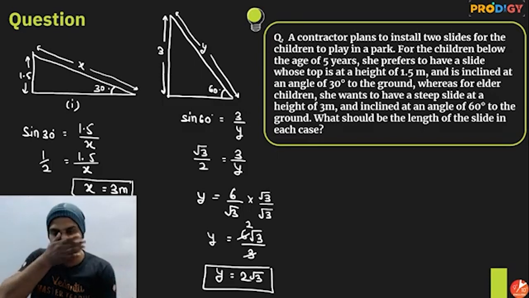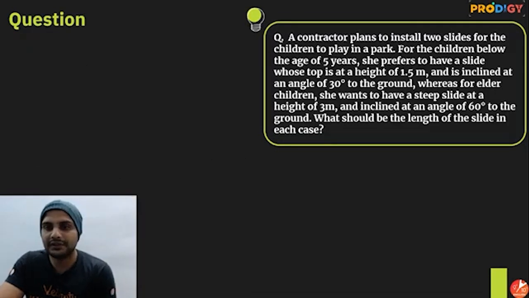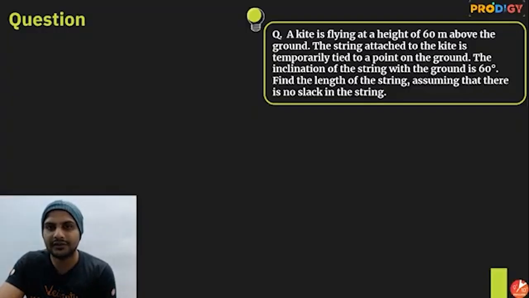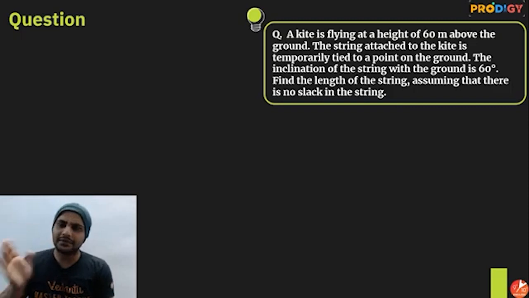ठीक है, right? Simple है. Okay बच्चा, ठीक है. So 1 is 3 meter, 1 is 2 root 3 meters. Simple logic, just draw the diagram, get the answer.